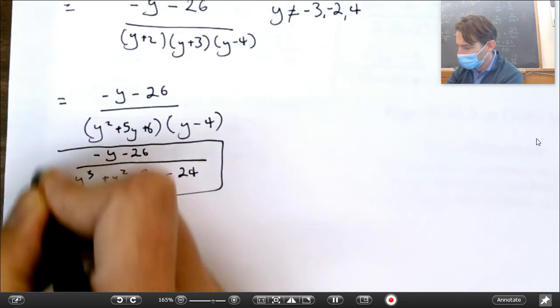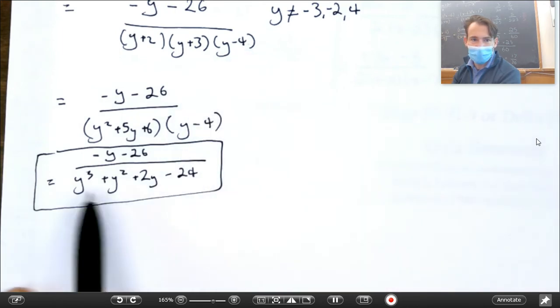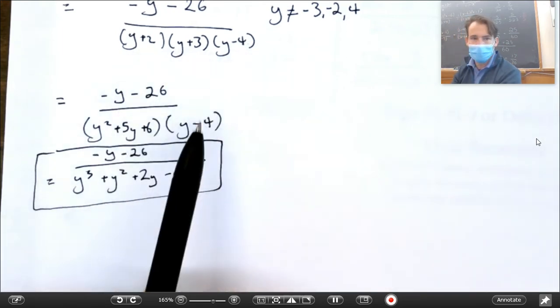You don't have to expand the denominator. To be honest, I understand this better than I understand this. So I would leave it that way. Just leave it this way.